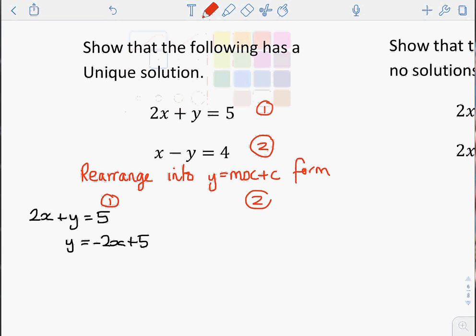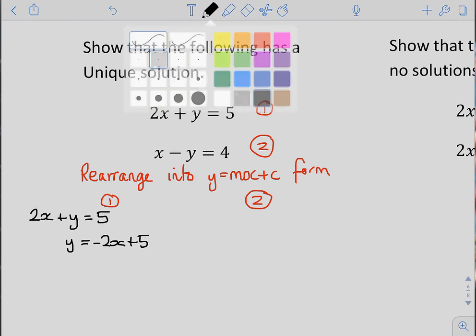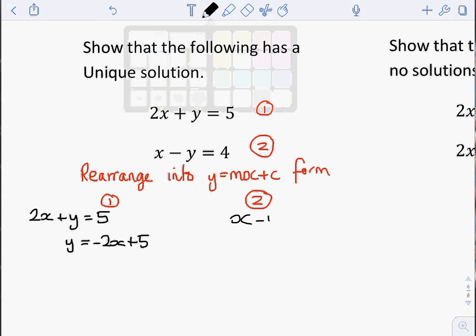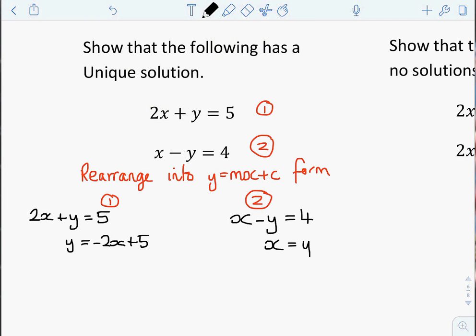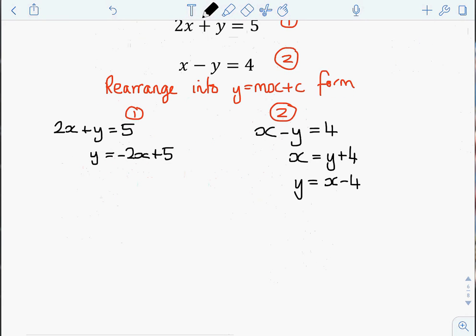For equation 2, I'm starting with x minus y is equal to 4. I'm going to plus y and then minus 4 from both sides, which will give me y equals x minus 4. Both of these are now in the form of y equals mx plus c. And using this, we can read off what our gradient and what our y-intercept is.